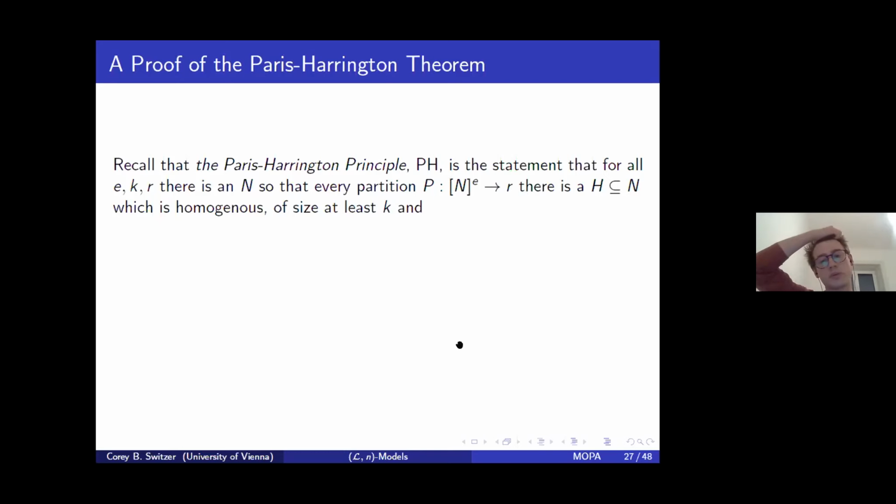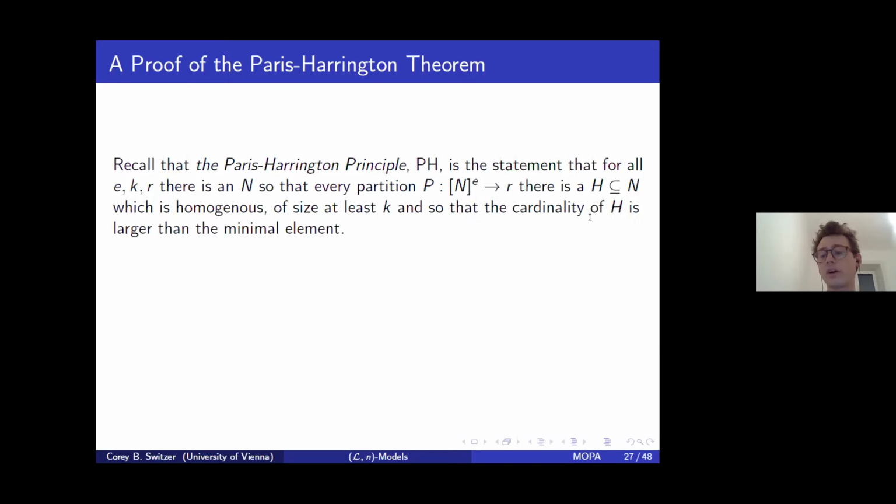So the Paris-Harrington principle, PH. Recall this is the following statement: for every e, k, and r, natural numbers, there is an n so that if I color the e-size subsets of n in r colors, then I can find an H which is homogeneous for this partition, meaning that the e-size subsets of H, when I apply the partition to them, it's constant. This H has size at least k, and then the important point, because so far I've just told you finite Ramsey's theorem: the cardinality of H is larger than the minimal element. That's what makes this Paris-Harrington and not Ramsey's theorem.